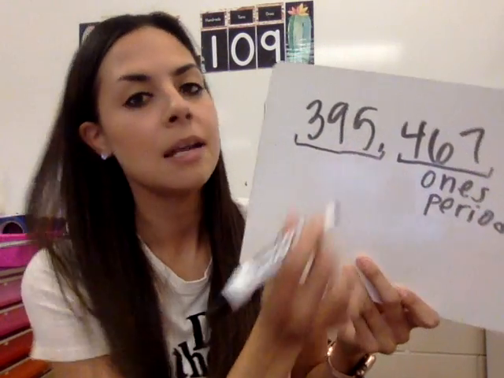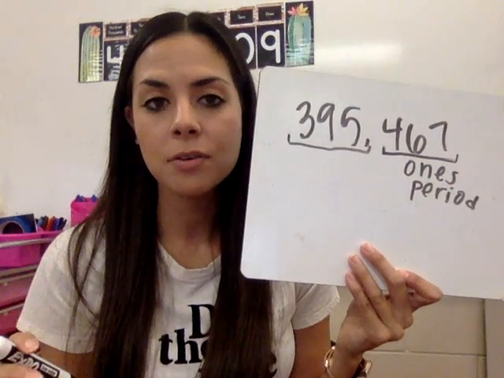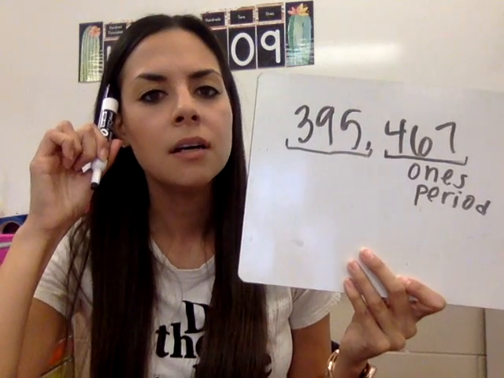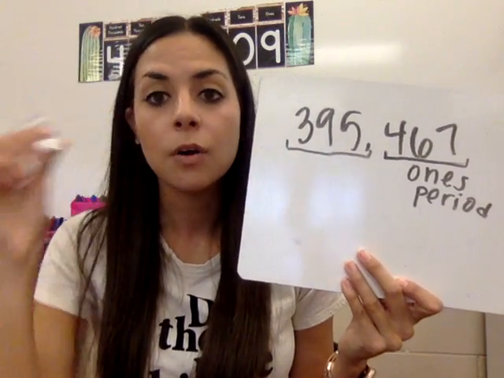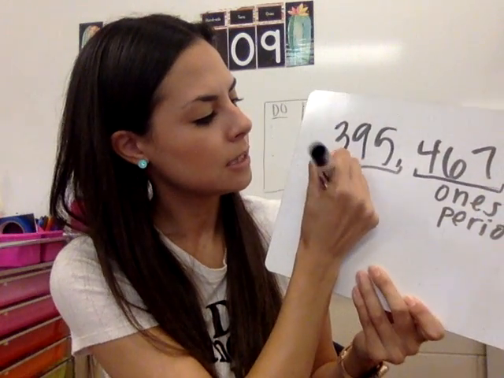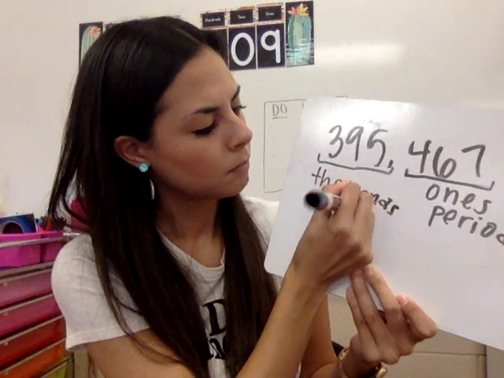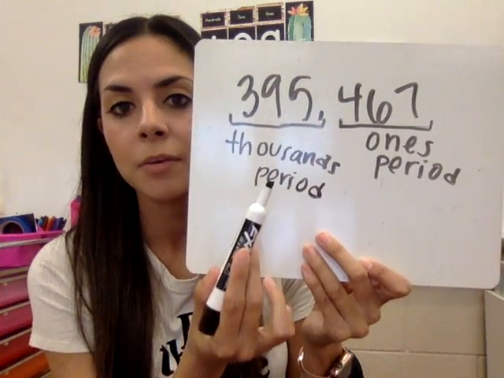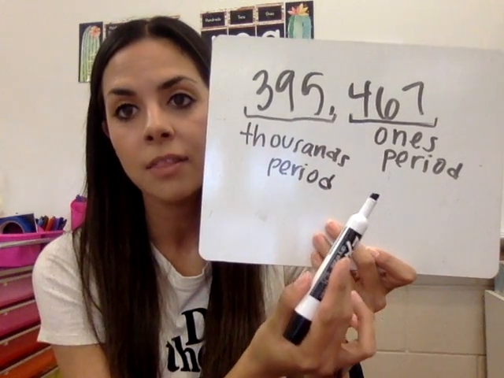The next 3 numbers, the numbers that are in the 100,000, 10,000, and thousands place, I want you to think about what word you just said for each one of those. 100,000s, 10,000s, and thousands. Those are in the thousands period. Okay? So the first 3 numbers are in the thousands period, and then the second set of numbers are in the ones period.